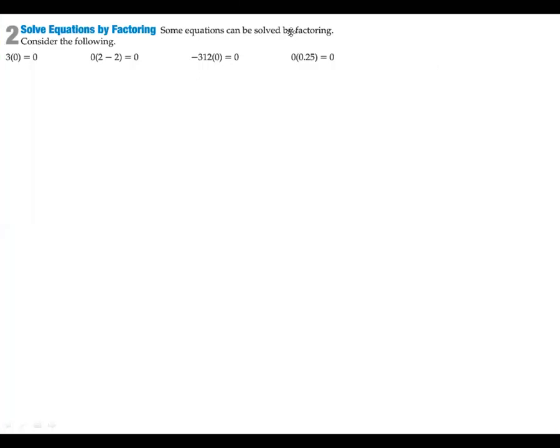As usually happens, we eventually relate this to solving equations. So we're going to talk about how to solve equations by factoring. And that's what you can do. Some equations, it's helpful to factor to be able to solve the equation. So just look at these three examples.